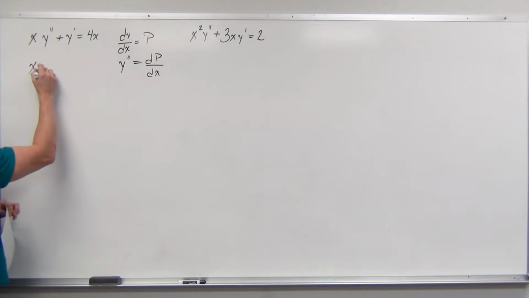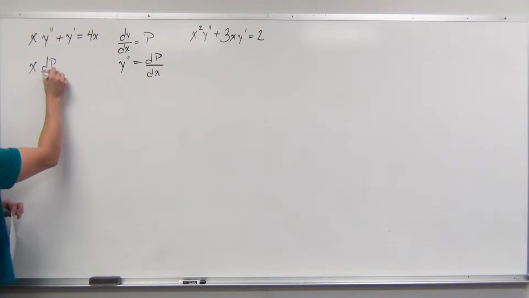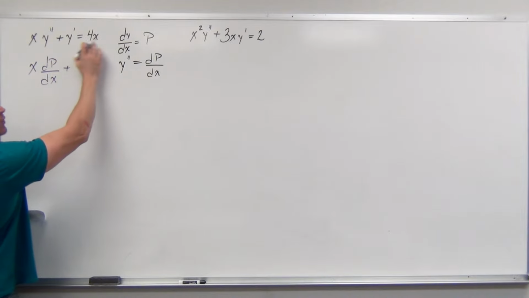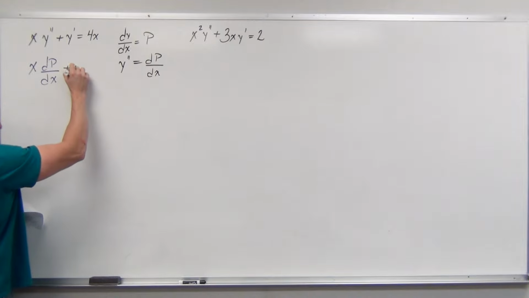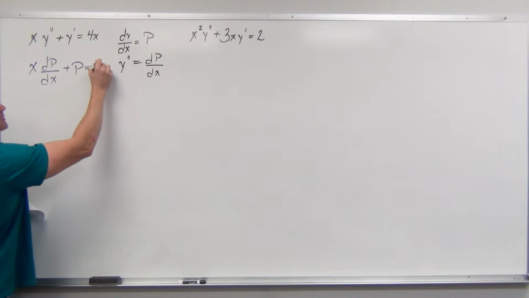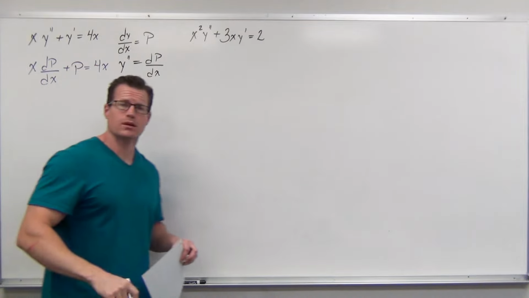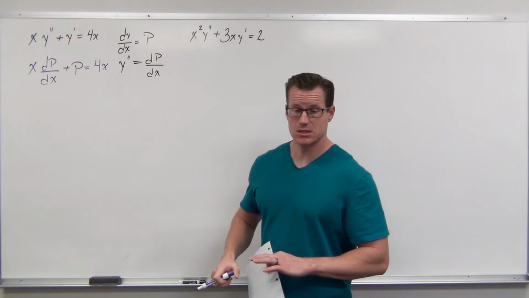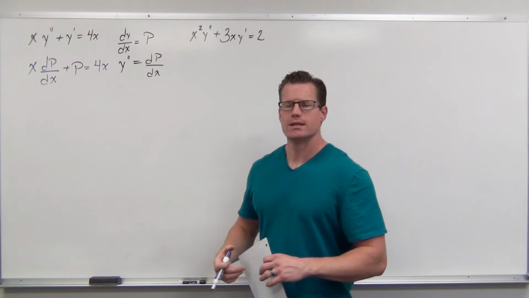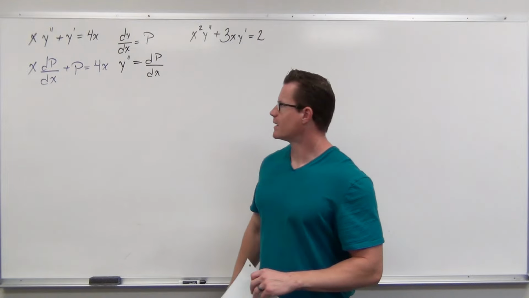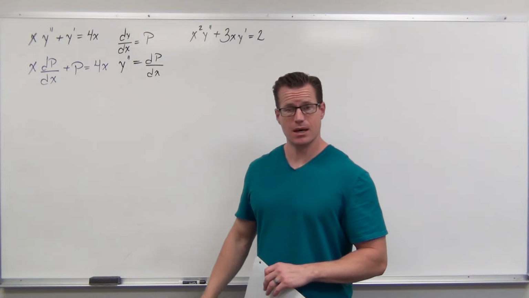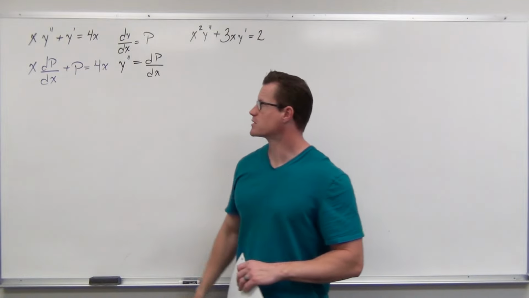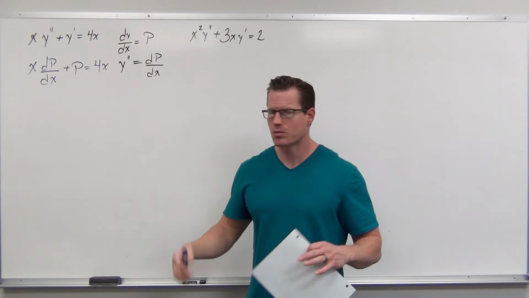So x, no problem. dp dx, no problem. Plus the derivative of y. The derivative of y with respect to x is p. Now we get 4x. What does it look like to you? Does it look homogeneous? Does it look like a first order? What technique fits it best? Well, it looks linear. And because we have this dp dx, we have p to the first power, we have a function of x, no, they're p's, they're not separable.